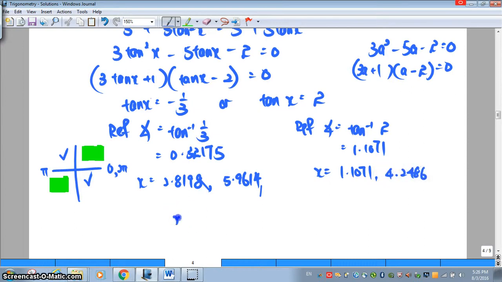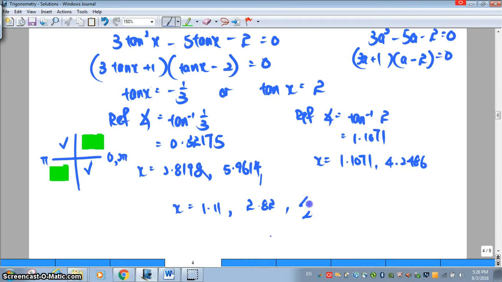So now, please estimate all your answers to 3 significant figures and arrange your solutions in ascending order. And remember to underline all your answers if they fall within the range expected. With that, we are done with B.